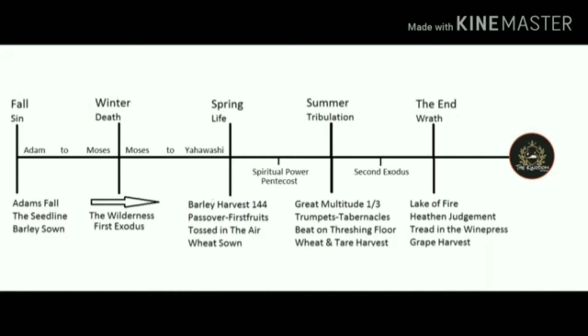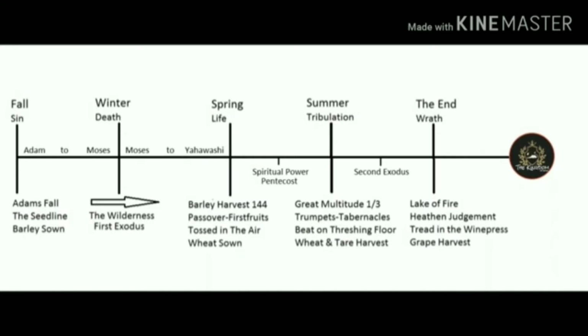From Adam's fall, where it says Adam to Moses, that's from Adam at sin to Moses in the middle of the wilderness at death. Then from Moses to Yahushai, who is the life. So from the fall to the spring is the Old Testament, and from the spring going forward is the New Testament. Or better yet, because we didn't have any testaments in our scroll, let's just say the fall to the spring is BC, before Christ, and going forward from spring is AD.